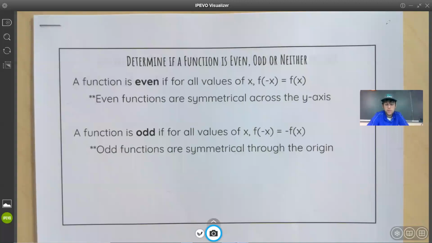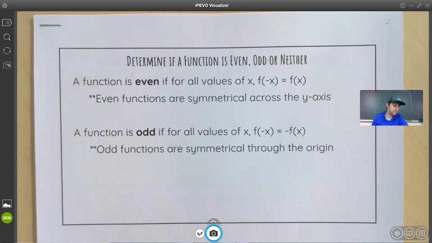Hello, everyone. We're going to be going over the last part of 1.2. We're going to be talking about whether a function is even, odd, or neither. You may remember a little bit about even and odd when we were talking about the trig functions. Cosine was an even function along with secant, and then actually all the other trig functions were odd functions. But we're going to extend that out to not just the trig functions, but to just functions in general.